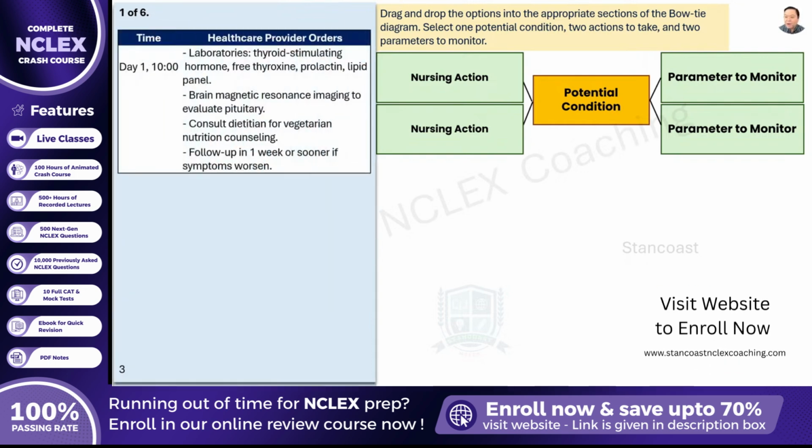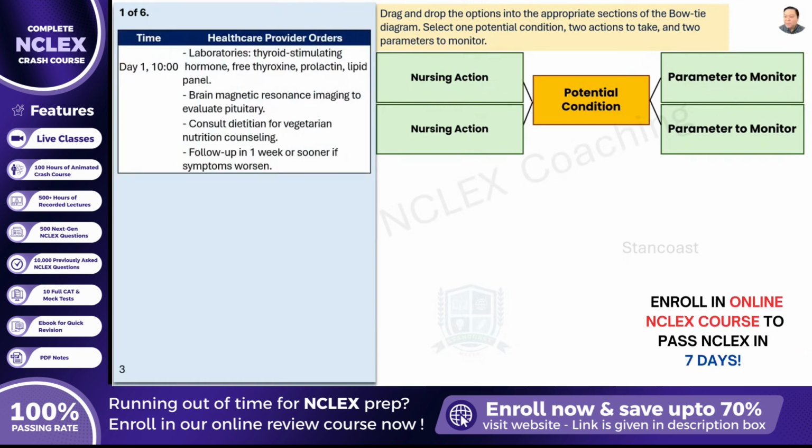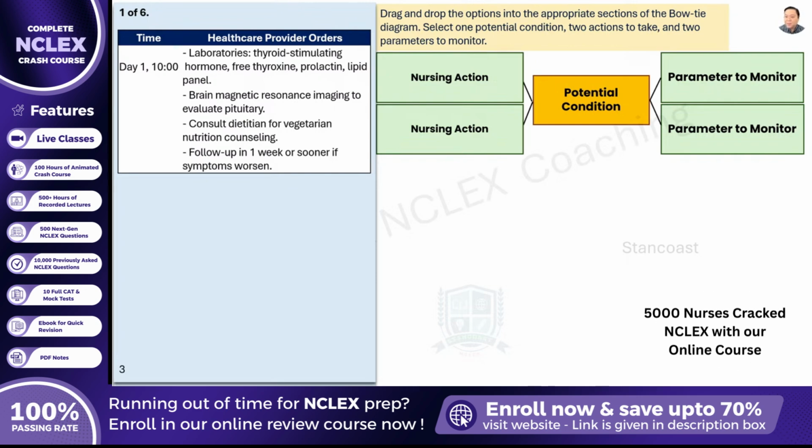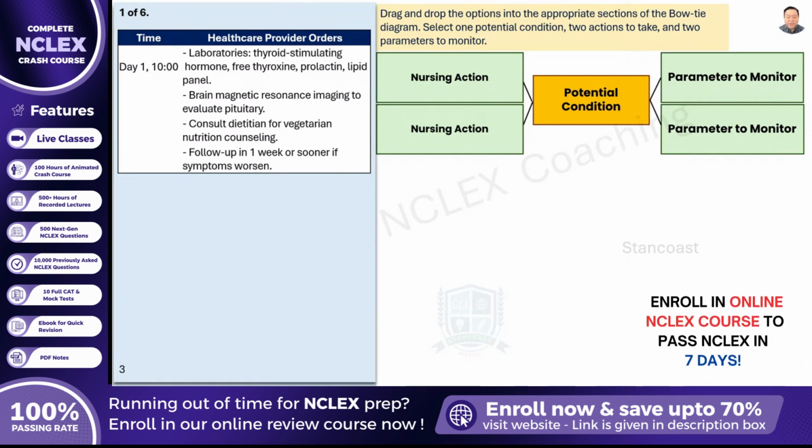We have here our healthcare provider orders on day 1 when she visited the clinic. We have laboratories for thyroid stimulating hormone check, free thyroxine, prolactin, lipid panel, brain magnetic resonance imaging to evaluate pituitary, and consult dietitian for vegetarian nutrition counseling. Follow up in 1 week or sooner if symptoms worsen.